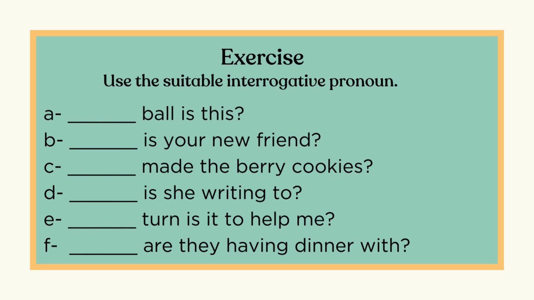Let's see. Here's an exercise that will help you be more familiar in using these pronouns. Use the suitable interrogative pronoun. First one. Bowl is this. Which one should we use? We are obviously asking about the owner of this bowl. So, we use the possessive pronoun, whose. Whose bowl is this?